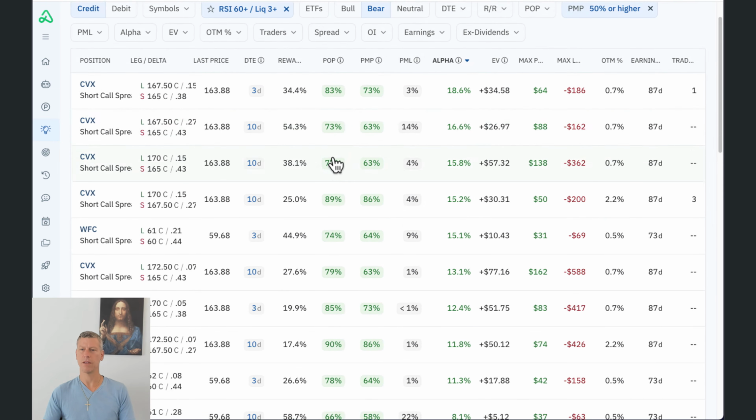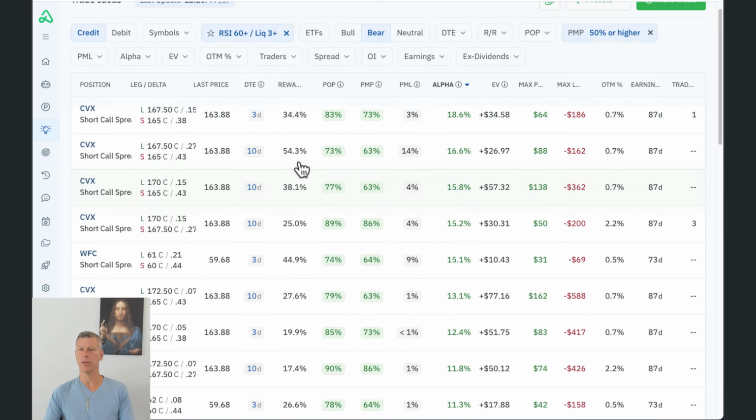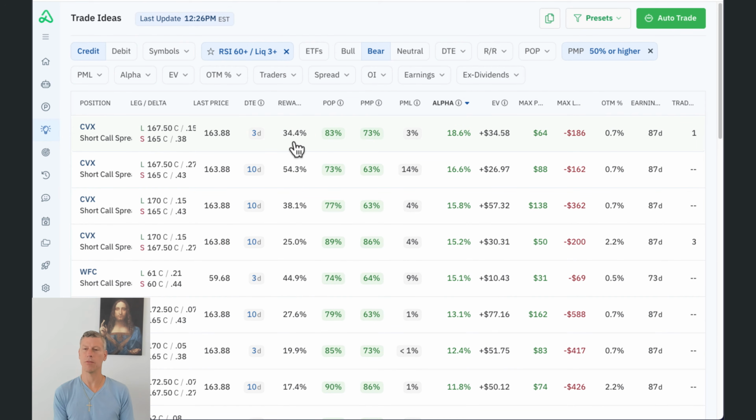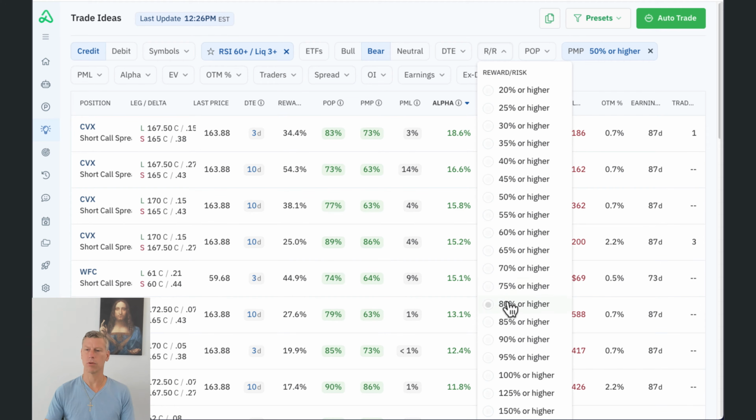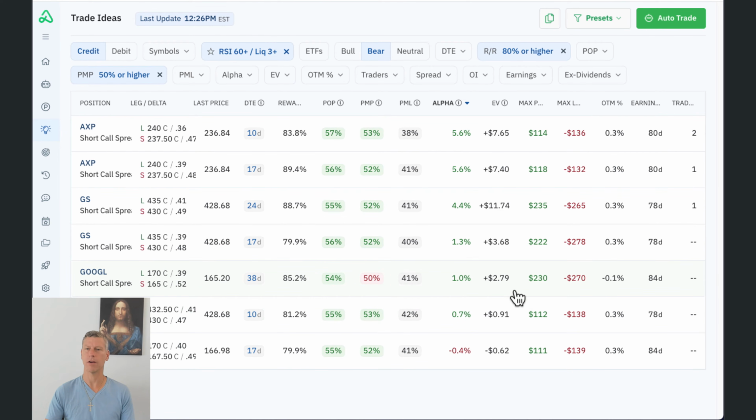If you look, many of these have a very low reward risk ratio. That means that we're basically going to be risking a lot of money to win a small amount of money. And anyone who's watched any of my videos knows that I try to avoid that at all costs. So I'm going to look for a reward to risk ratio of at least 80% or higher.